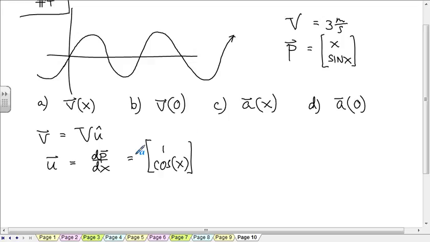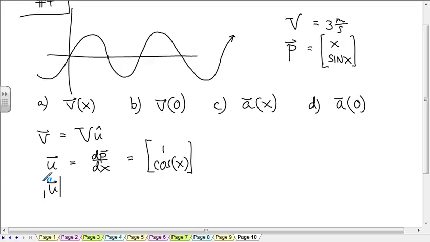But that's not a unit vector. And so if you multiplied the speed of 3 meters per second times this vector, you'd get a vector that was in the right direction. It just wouldn't have a magnitude of 3 meters per second. So it would be in the right direction as the velocity, but the magnitude would be wrong. So that's why we need to find the unit vector.